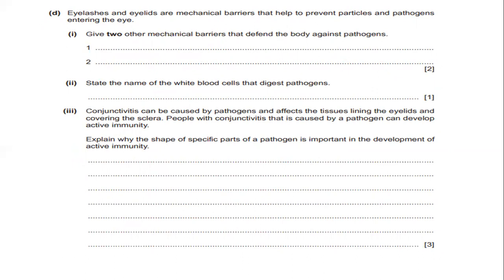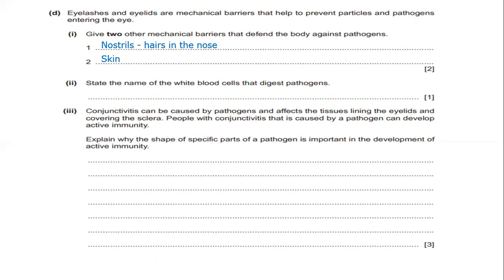Okay, what in the human body can defend your body against pathogens? If you can remember, one is your nostril, which contains hair that helps to trap dust, and the other one is the biggest organ, the skin. If you get these 2 correct, that means you get 2 marks.